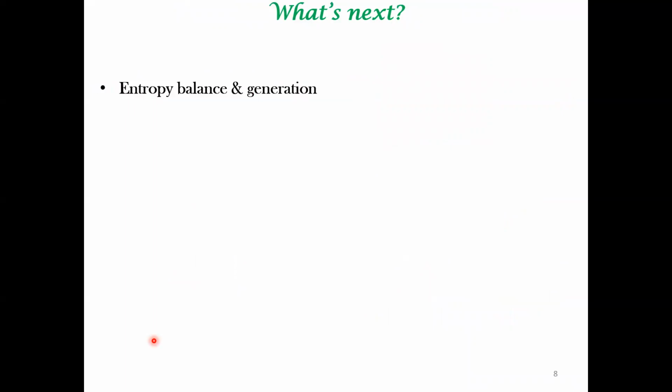Having completed entropy calculations and analysis of a range of devices where irreversibilities play a significant role, as a final topic, we will look at entropy balance and aspects of entropy generation, before we move on to the last segment of second law analysis, which is exergy analysis or availability analysis, that we will see after completing entropy balance and entropy generation in the next lecture. Thank you.